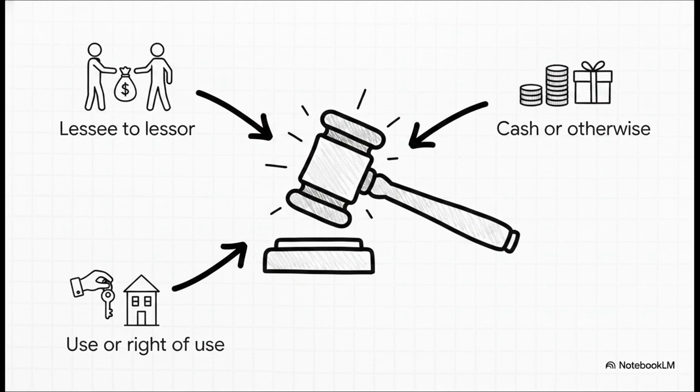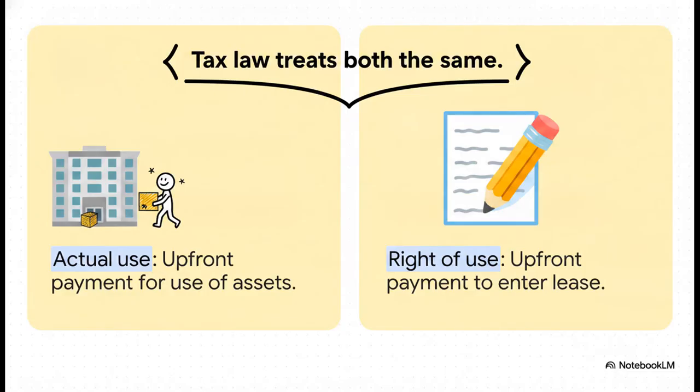To get caught in this net, your scenario has to hit three specific prongs from that case. The amount must be paid by the lessee to the lessor. It can be paid in cash or otherwise, and it has to be specifically for the use or the right of use of those designated assets. Now, pay close attention to the strict legal distinction here. We're talking about actual physical use versus paying merely for the right to sign the lease.